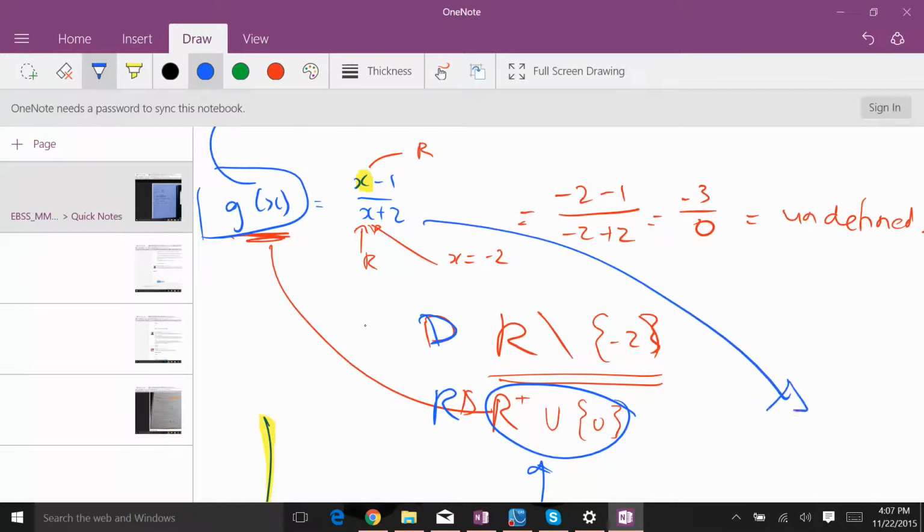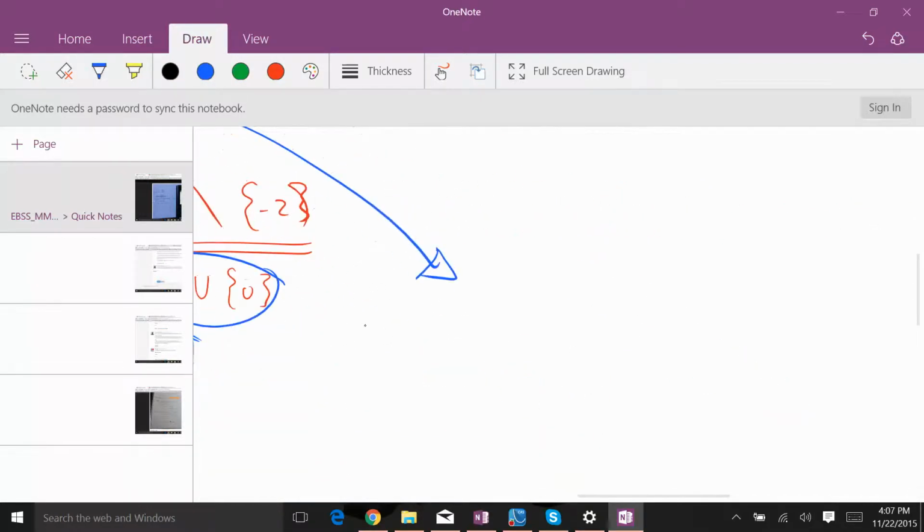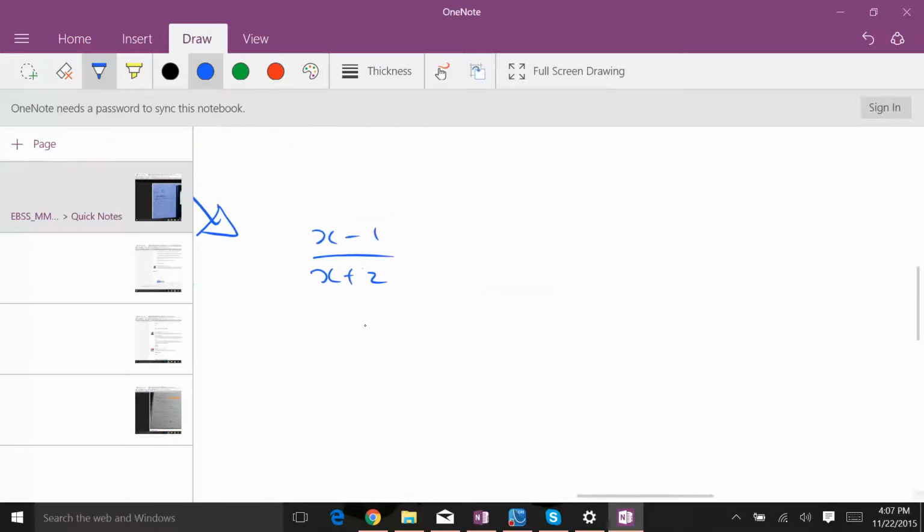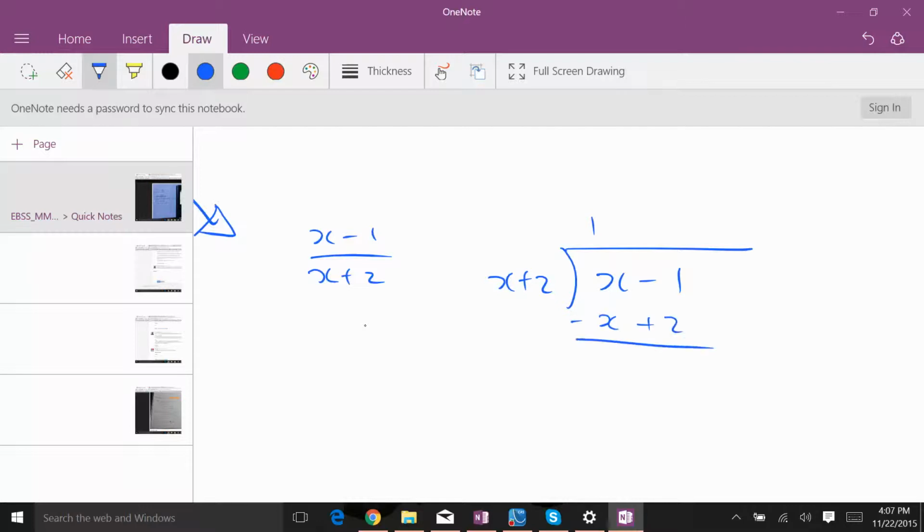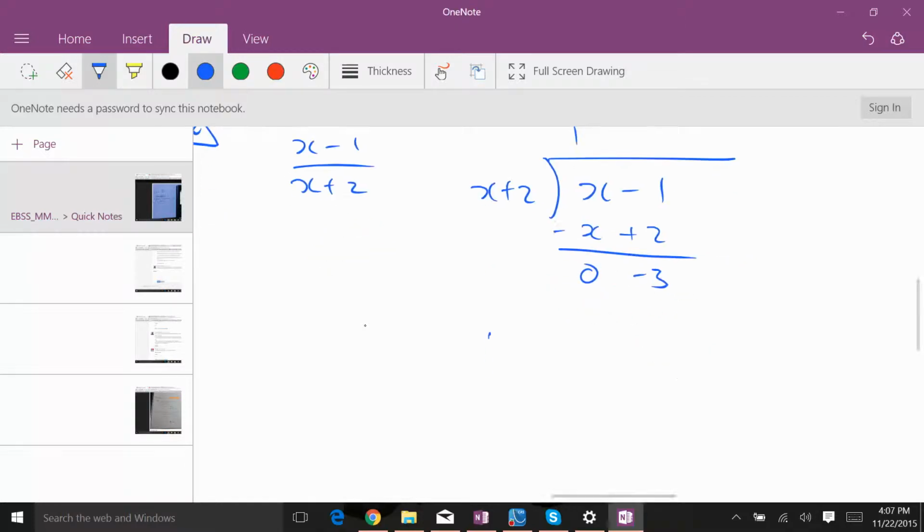Here we go. This is the alternative technique that I was going to show you. So x minus 1 over x plus 2. This actually is just a polynomial division. All you're saying is how many x plus 2's fit into x minus 1. It goes into it 1 time, so 1 times x gives you 1x. 1 times 2 gives you positive 2. The difference gives me negative 1 minus 2, which is minus 3. So that tells me it's 1 minus 3 over x plus 2.